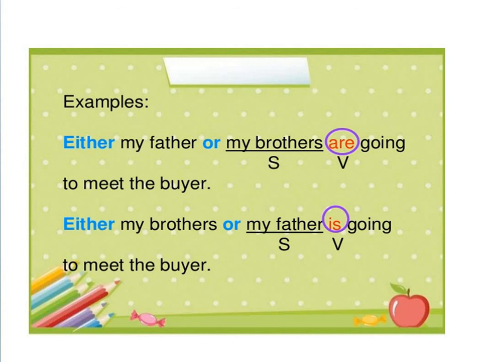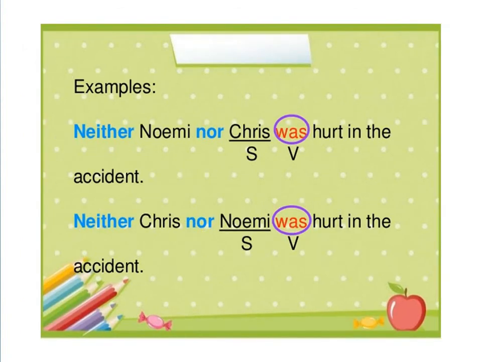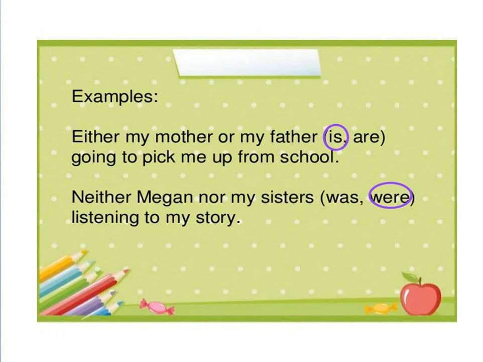So here in the second sentence, my father is the nearer subject to the verb and it's singular, so we take the singular verb. Neither Naomi nor Chris was hurt in the accident. Neither Chris nor Naomi was hurt in the accident. Either my mother or my father is going to pick me up from school. Neither Megan nor my sisters. Now, the nearer subject to the verb is sisters. Sisters is plural, so we took the plural verb were listening to my story.